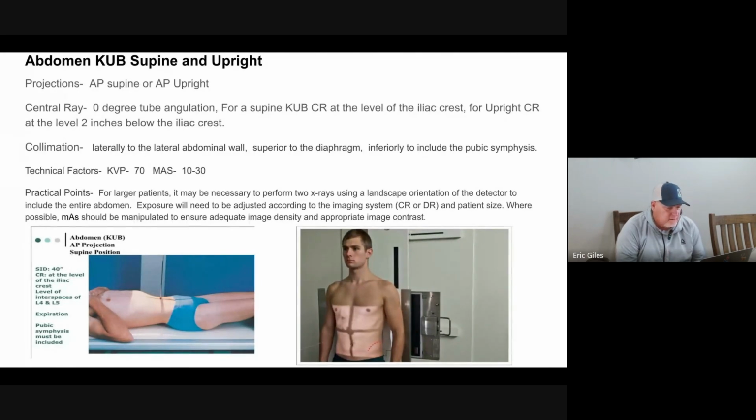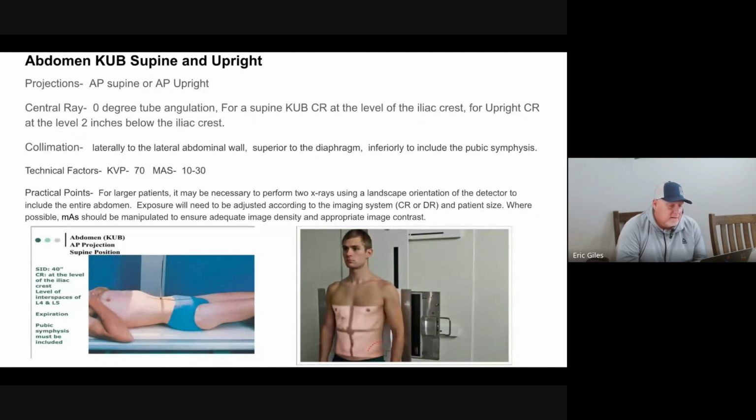Let's see, for larger patients, it may be necessary to perform 2 x-rays using landscape orientation of the detector, to include the entire abdomen. We've already talked about that, about including from the diaphragms all the way down to the symphysis pubis. So exposure will need to be adjusted according to the image system, CR, DR, and patient size. Where possible, mAs should be manipulated to ensure adequate image density and appropriate image contrast.